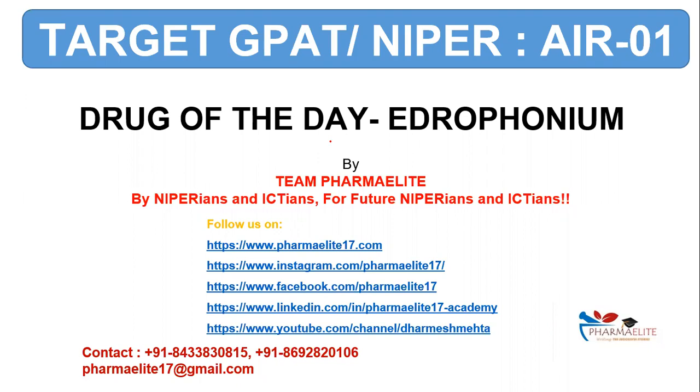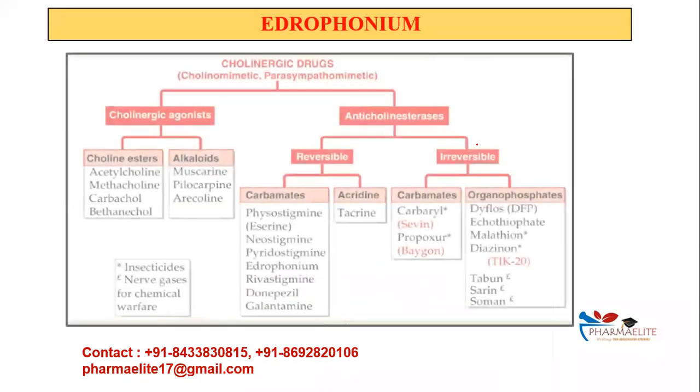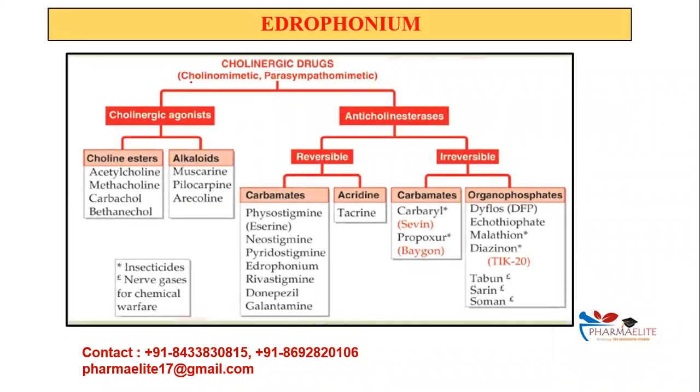So, as we continue with the series called Drug of the Day, our today's drug is Edrophonium. So, let's get started. Edrophonium, as you can see, is a cholinomimetic drug. Cholinomimetics are also known as parasympathomimetic drugs, the ones which will mimic the acetylcholine. Okay, so here is what our drug belongs to. Our today's drug is Edrophonium, and you can see here it belongs to the class of anticholinesterase.